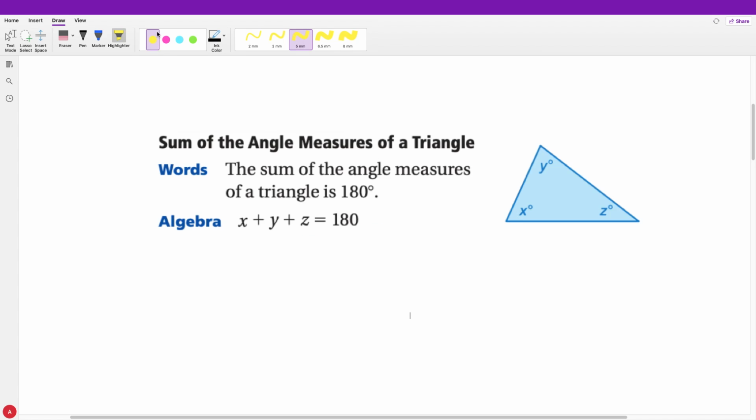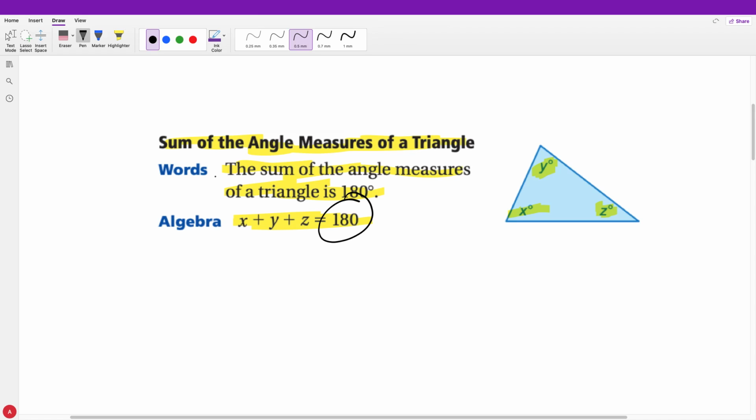All right. So the main important thing you need to take away from this video is the sum of the angle measures of a triangle. So if we add up all the angle measurements of any triangle that we have, they will always add up to 180 degrees. So in this case, we have X, Y, and Z as our angle measurements. So X, Y, and Z will add up to 180. All right, so all triangles always add up to 180 degrees.